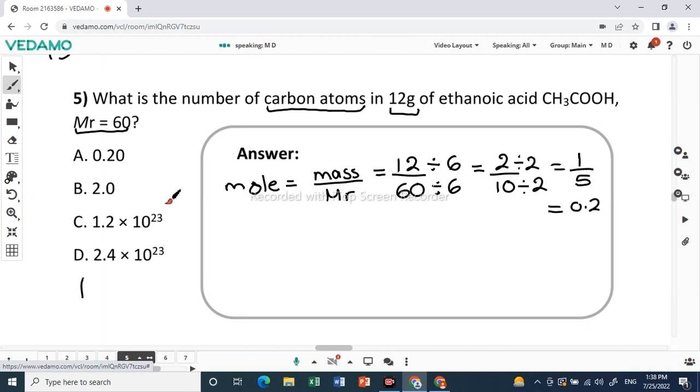To double check, you can do the long division. 1 divided by 5 cannot be divided at all, so I'm going to put a point, then a 10 right here. So this will become a 2. And finally, you have 0.2 as a mole. Now you can continue your calculations, so you can find out the carbon atoms number.